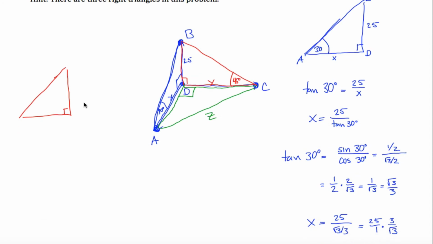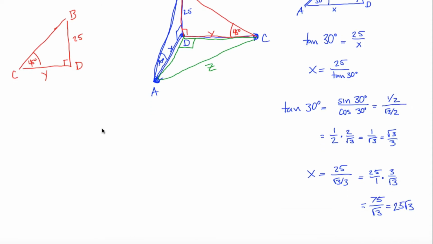Or you can not realize that, which is fine. You can call this 45 here. You can label your sides. I guess this would be C, and this would be B, and this would be D. And I know that the distance from D to B is 25, and what I'm interested in is the distance from C to D. So I could again use tangent because I want to relate together the side opposite and the side adjacent. So the tangent of a 45-degree angle has to be 25 over y. But the tangent of a 45-degree angle is just 1. So what I end up with is that y must equal 25.